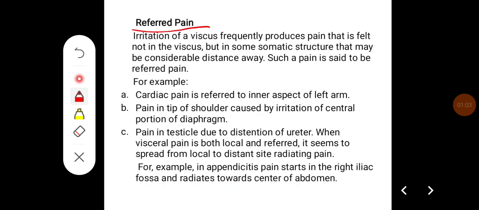Referred pain. Irritation of viscera frequently produces pain that is felt not in the viscera but in some somatic structure that may be a considerable distance away. Such pain is said to be referred pain.